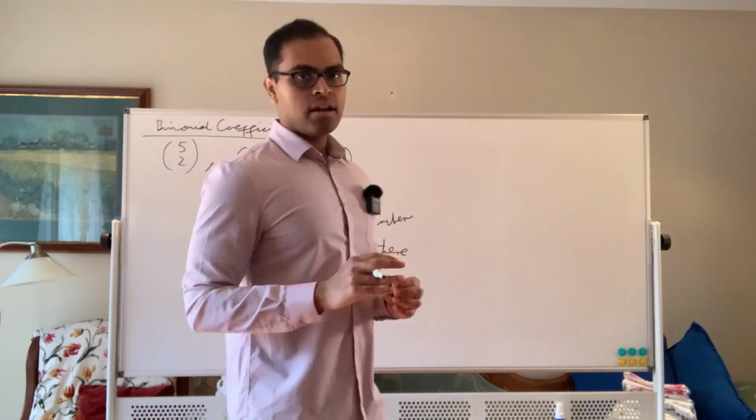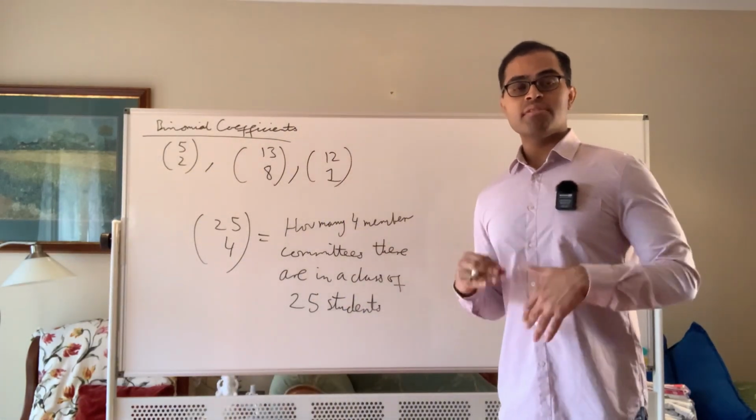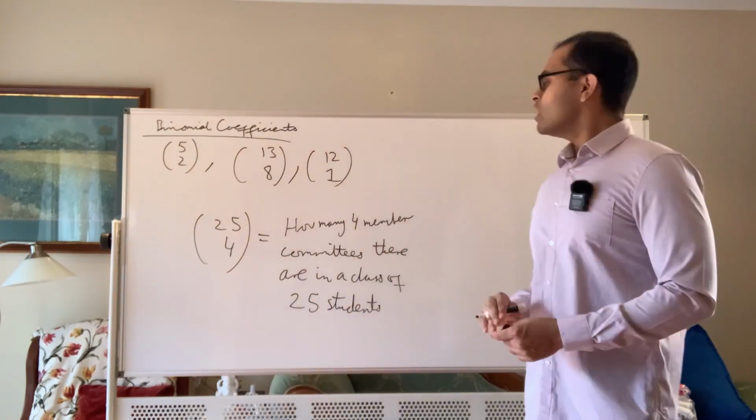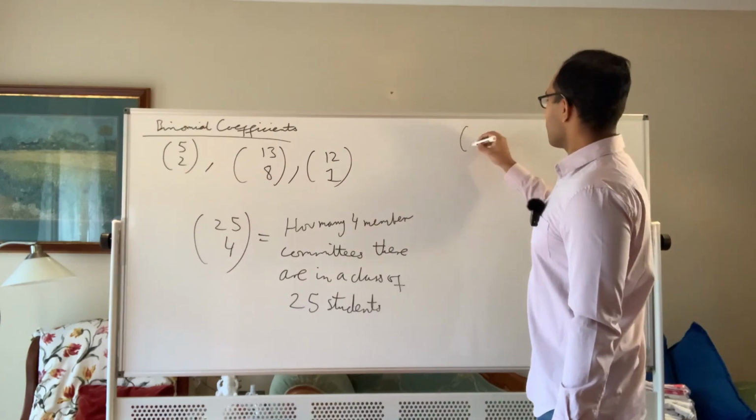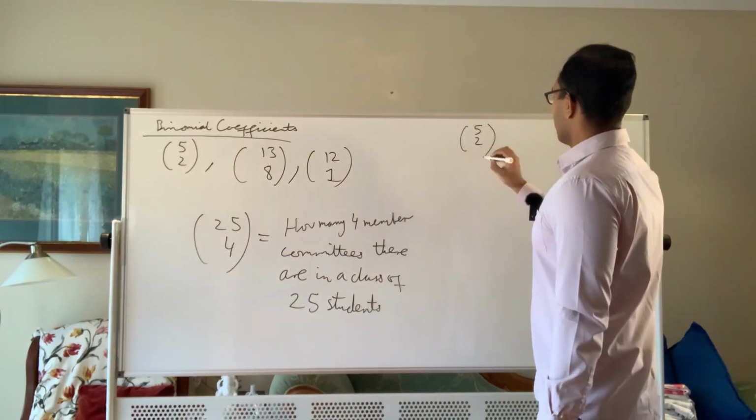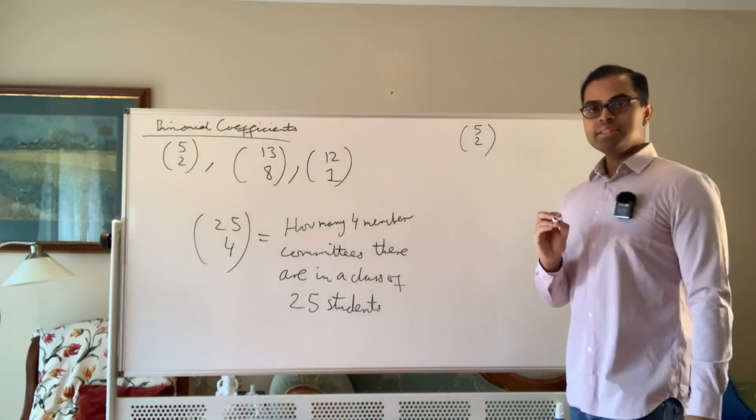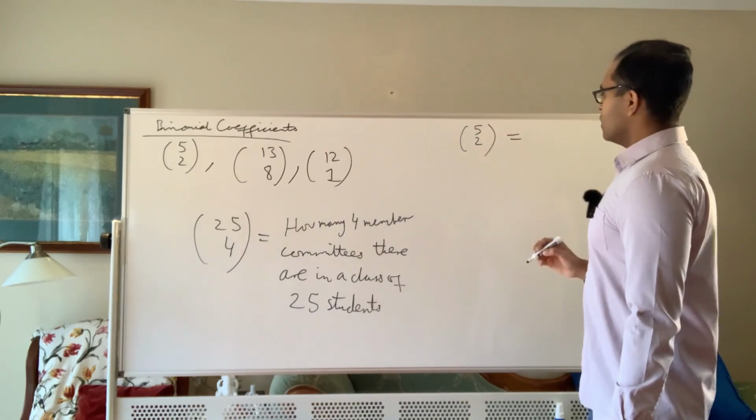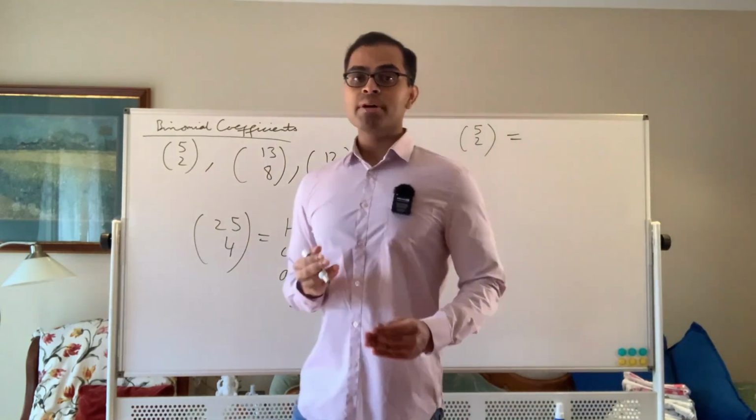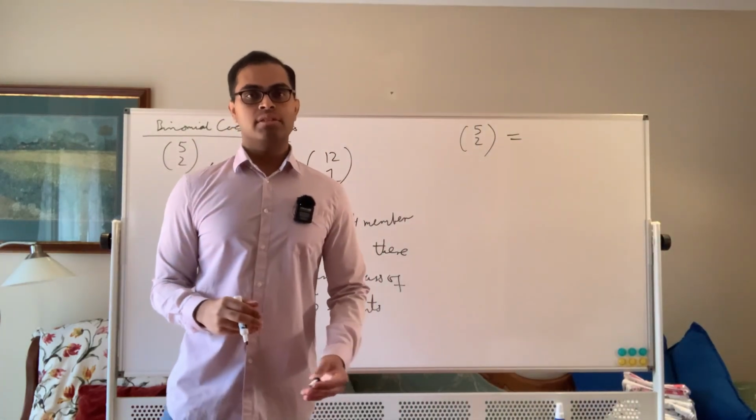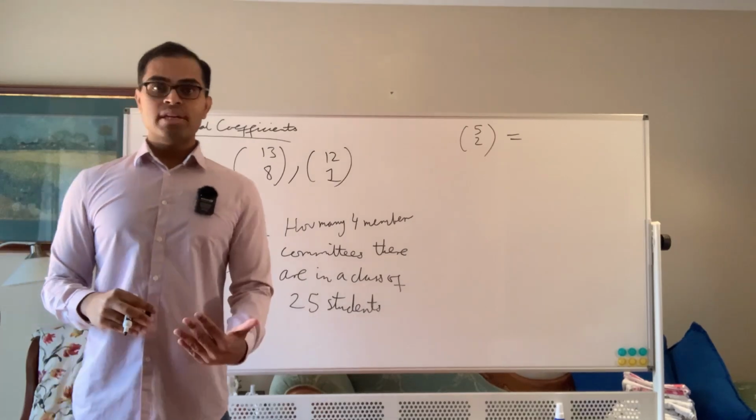I'm first going to start off with a simpler problem just to give a feel for what we're trying to do. Okay, so let's talk about this number 5, 2. We could think of it as 2-member committees in a class of 5 students. But you can think of it as other ways as well, right?